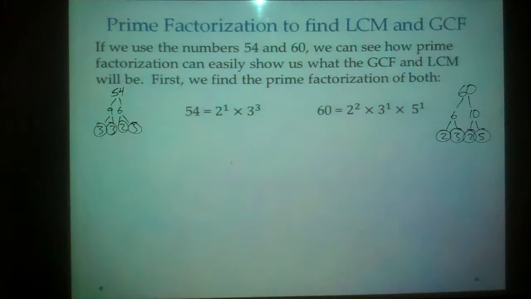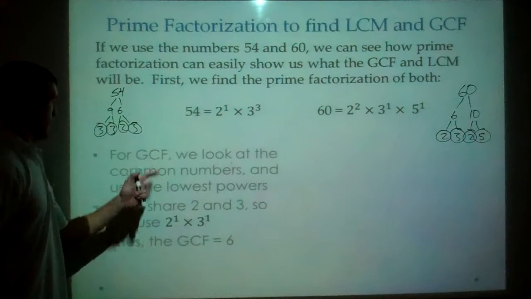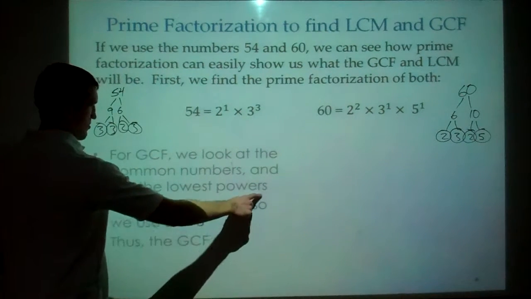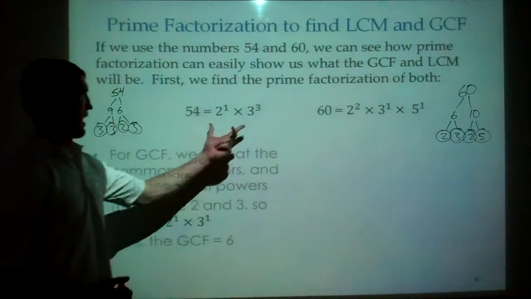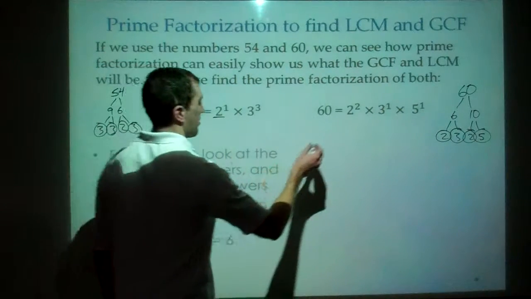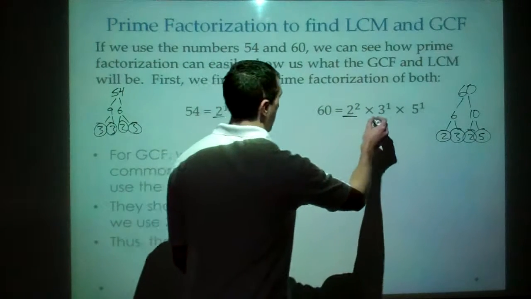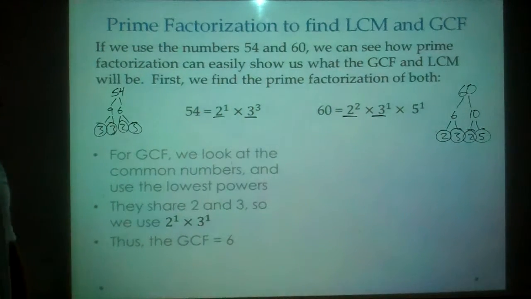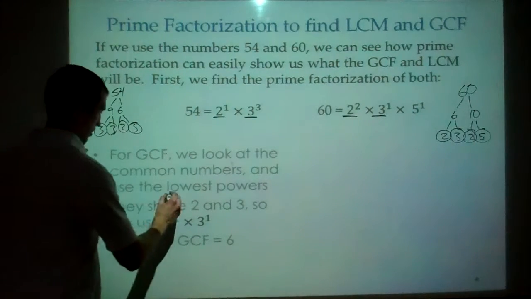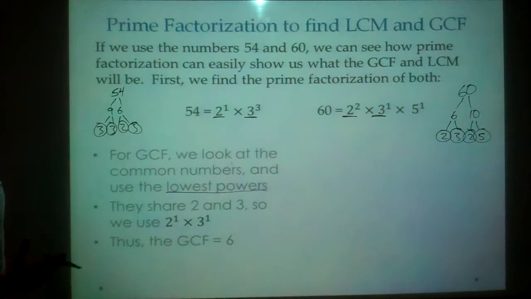Alright, so here's how we're going to use this. If we're looking for the GCF, we'll look at the common numbers and use the lowest powers. So what do they have in common here? They have a 2 in common and a 3 in common. So we're going to be multiplying 2 times 3, but we want to use the lowest powers, the ones that they share, using the one with the lower power.